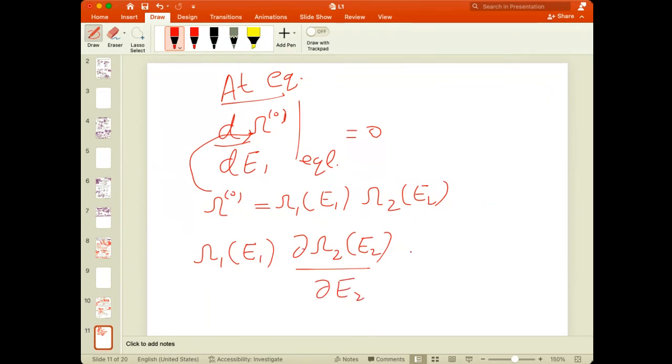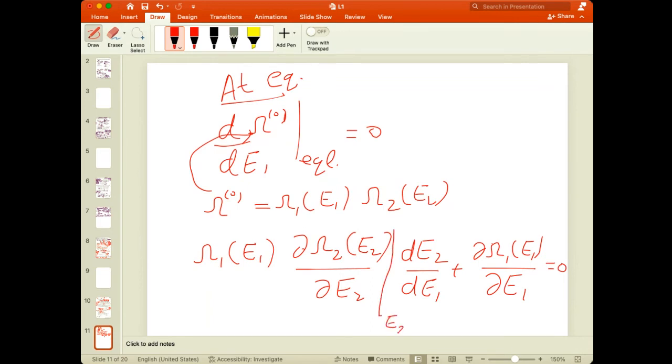In fact, here we can go for full differentials also. So then your dE2 by dE1, plus curly omega 1 by curly E1. This quantity must be equal to 0, and at what values? At E2 equal to the equilibrium energy value of system 2, and this is differentiated at E1 equal to the equilibrium value of E1.